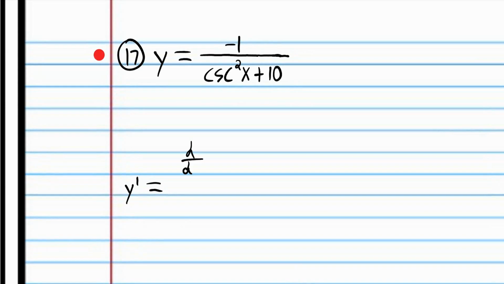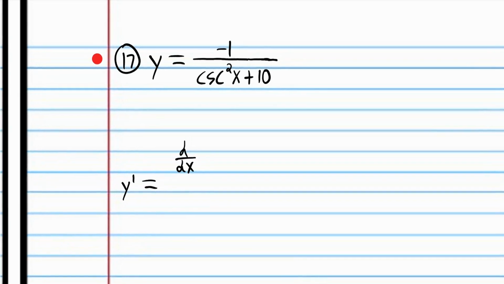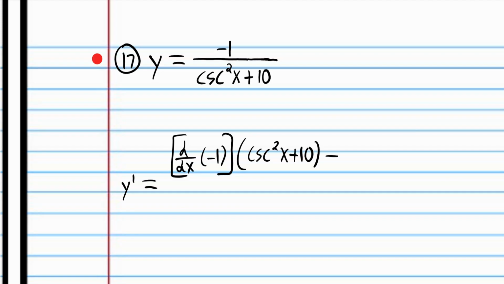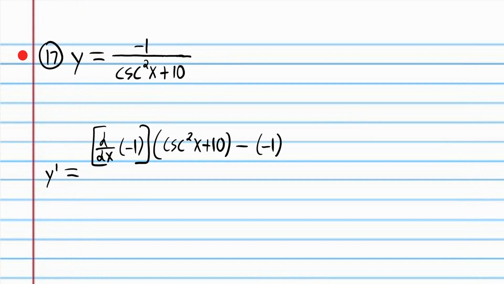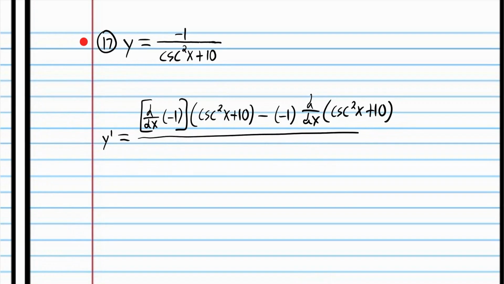We have a quotient, so we're going to find the derivative, and the derivative is the derivative of the numerator multiplied by the denominator, minus the numerator times the derivative of the denominator, all divided by the square of the denominator.